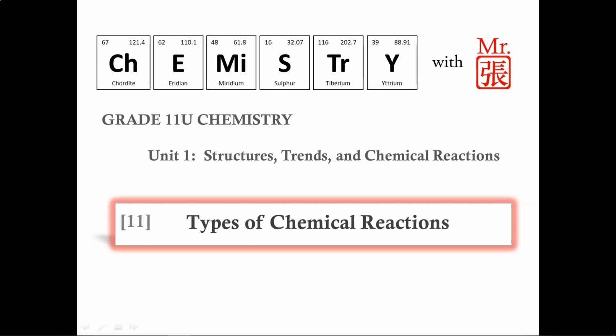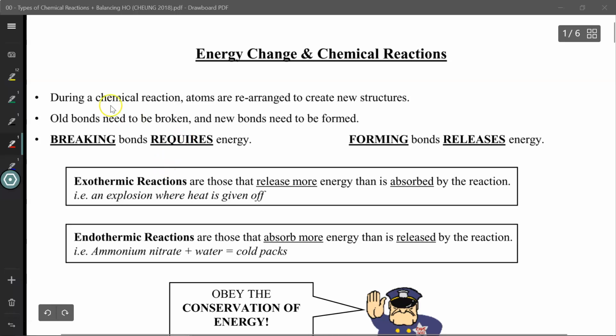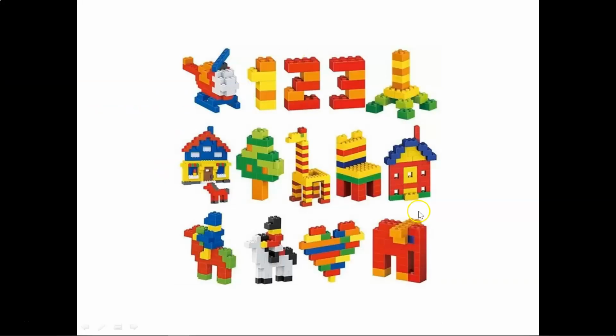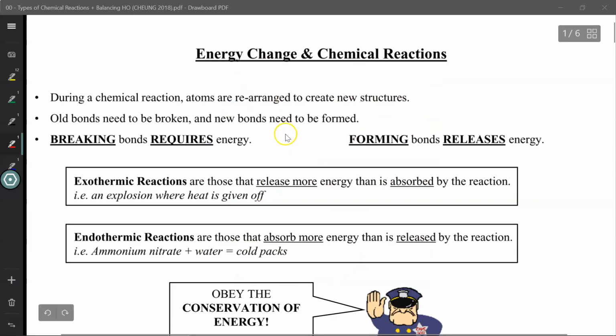In this video tutorial, we will be looking at different types of chemical reactions. So if you recall, during a chemical reaction, atoms are rearranged to create new structures. Just like Lego blocks, we have to disassemble the old molecule before we can reassemble it into a new molecule. The process of breaking the old bonds requires energy, while the process of forming the new bonds releases energy.